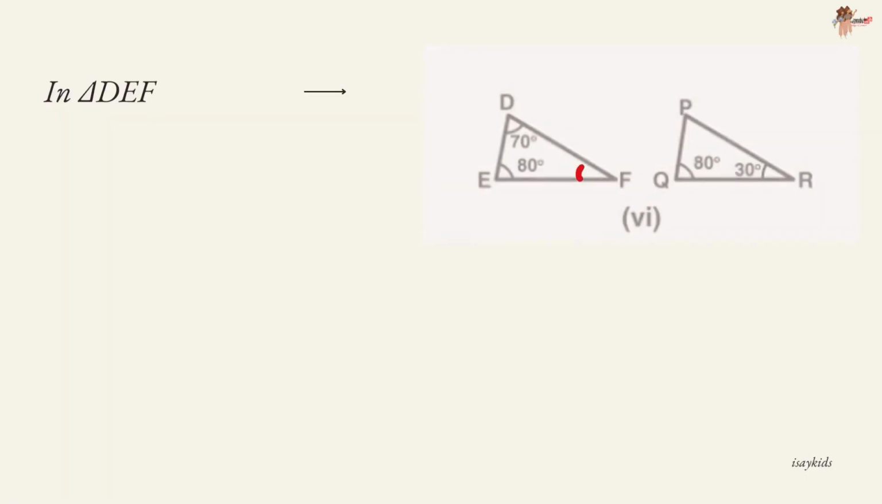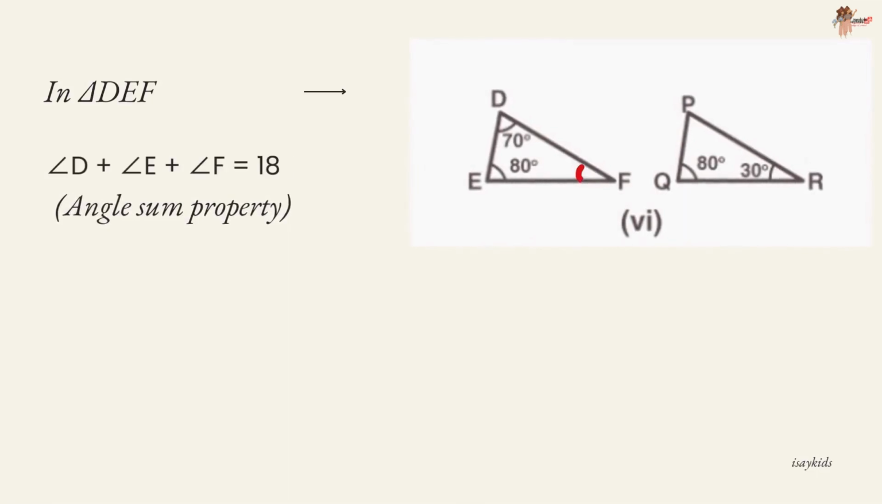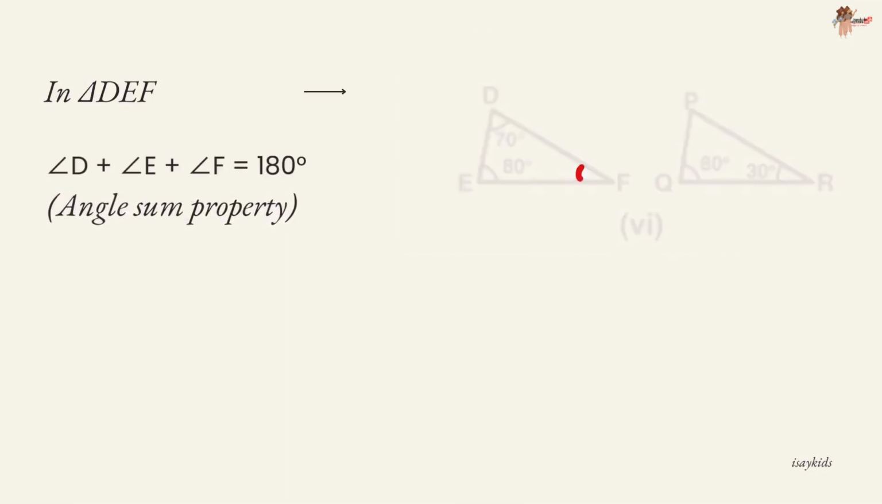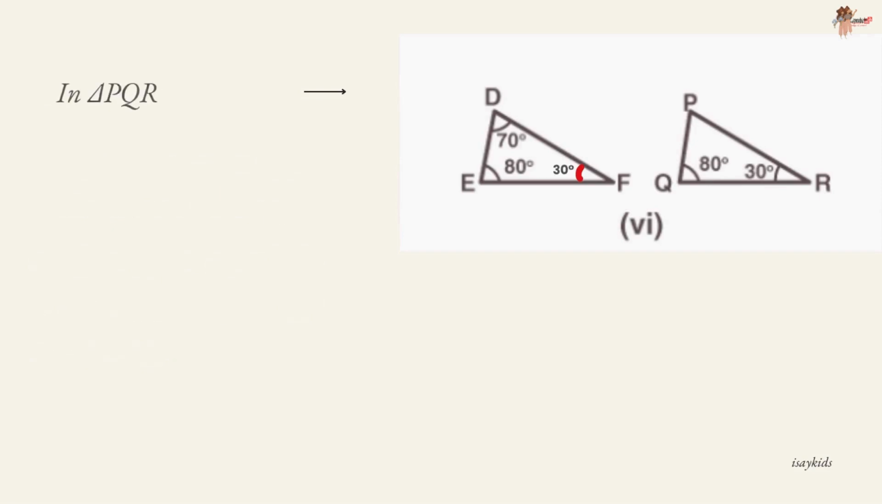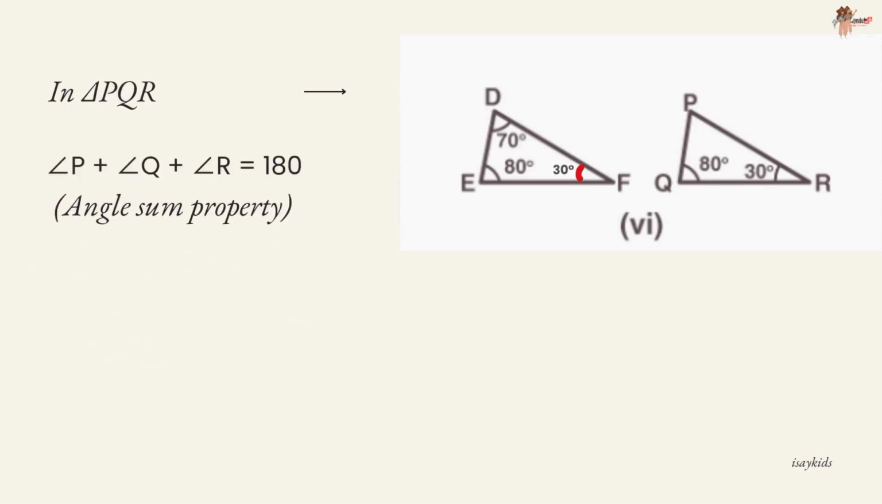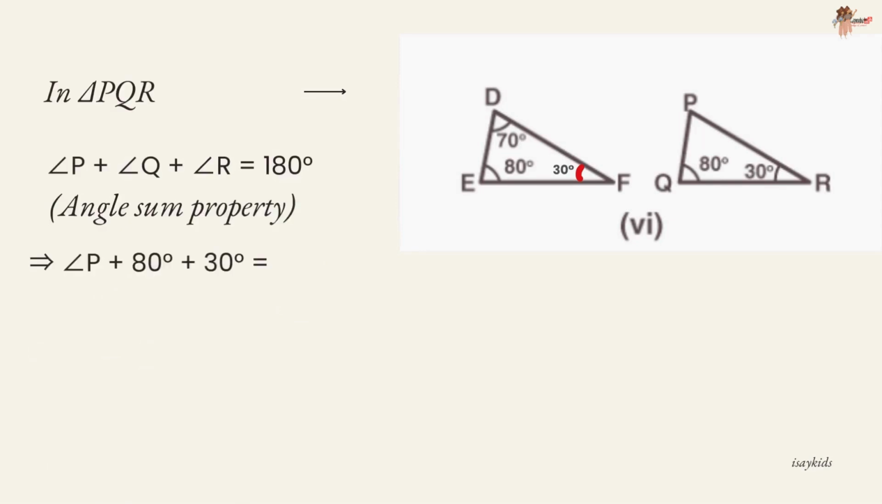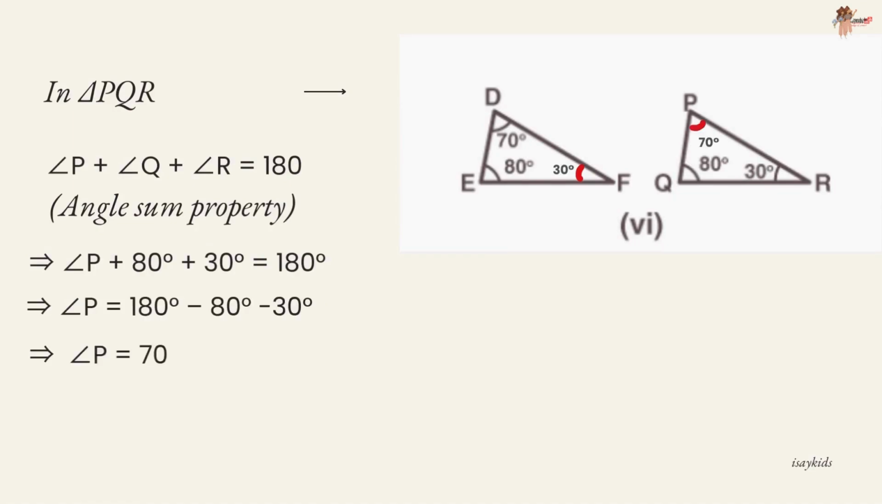Last part. In triangle DEF, the sum of all the angles is 180 degrees. Or we can say 70 degrees plus 80 degrees plus angle F is equal to 180 degrees. Therefore, angle F would be equal to 30 degrees. Similarly, in triangle PQR, the sum of all the angles is equal to 180 degrees. Therefore, angle P would be equal to 180 minus 80 minus 30, that is 70 degrees.